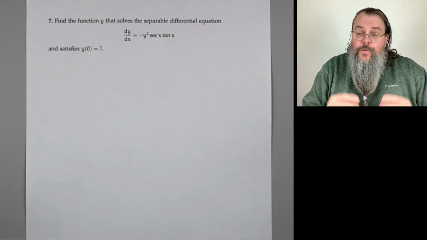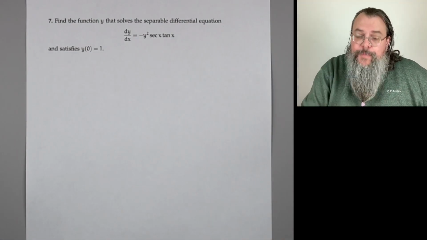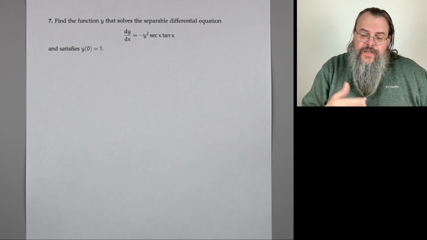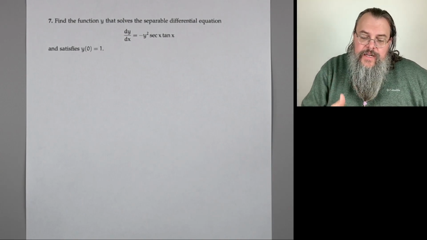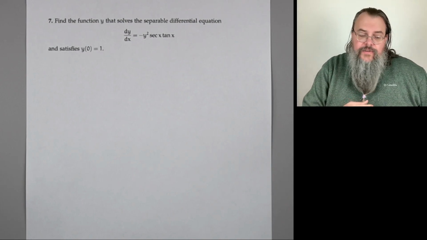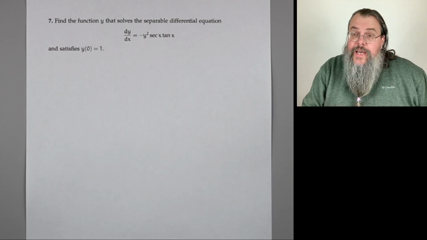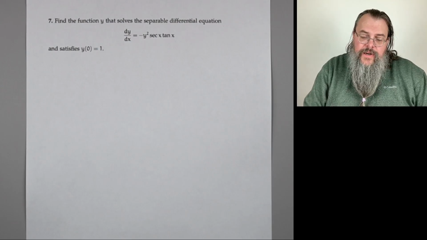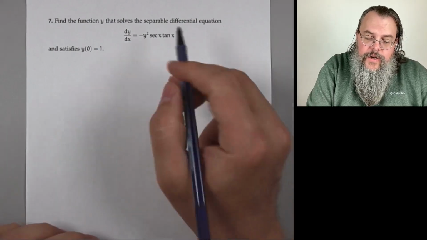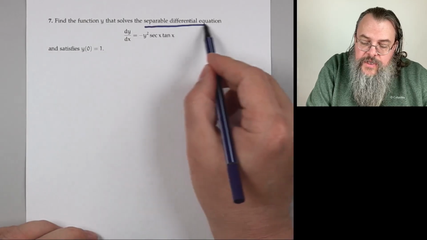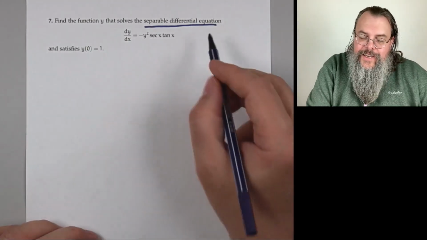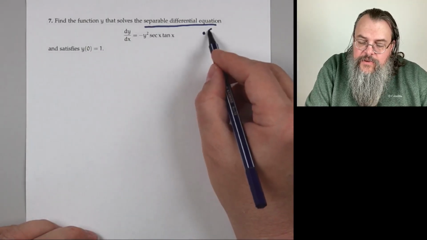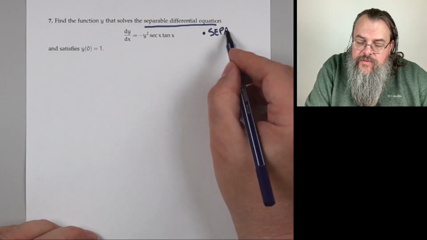Find the function y that solves the separable differential equation dy dx is negative y squared secant of x tangent of x, and satisfies y of 0 is equal to 1. All right, now we know it's a separable differential equation because it tells us. And for this, we know there's a nice procedure, and it's 3 steps.